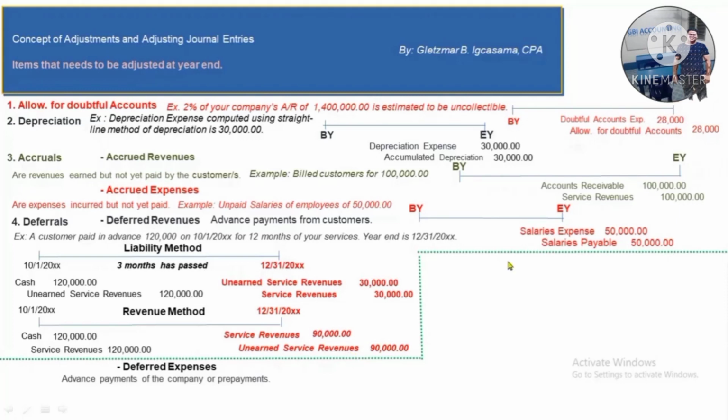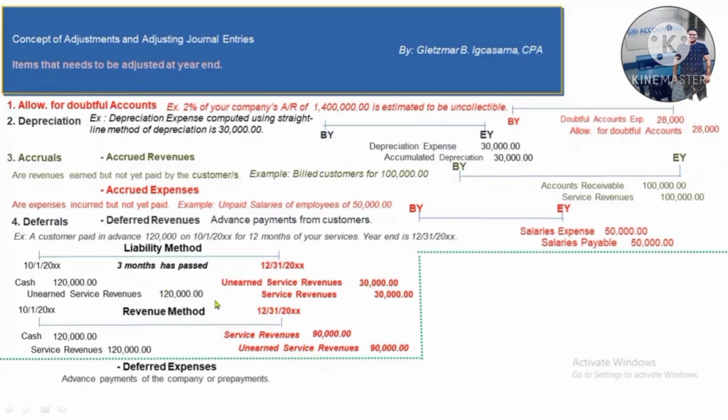As you can see, the adjusting entry here focused on the recording of the unearned portion. But even if these two methods are different in the initial recording and adjustments, the balances in the account titles used in these two methods are the same. Like for example, they both have debit 120,000 cash. And of course, when we talk about unearned service revenues, in the liability method, we credited first 120,000, but at the end, we debited 30,000, so the net balance of the unearned service revenues under the liability method is 90,000. Now, on the revenue method, the unearned service revenues is also 90,000.